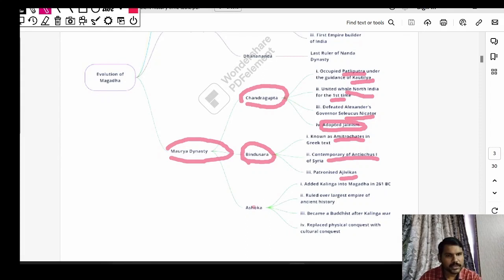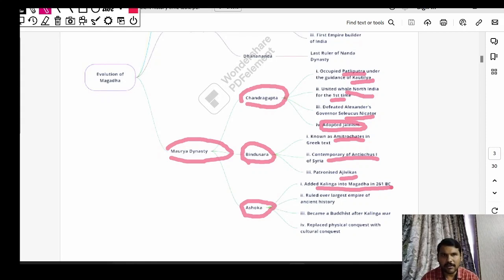Bindusara is followed by Ashoka. Ashoka the Great. Everyone knows him. He is considered the greatest king of the Mauryan Empire. Now he added Kalinga into Magadha Empire. So when Ashoka had come to the throne, there was nothing left. By that time, Chandragupta Maurya and Bindusara had almost occupied the whole of the northern and the Deccan region. Only the Kalinga region, current day Orissa, was left.